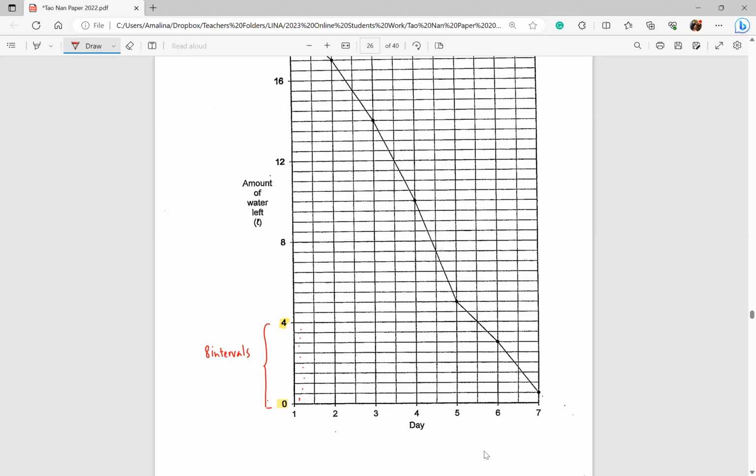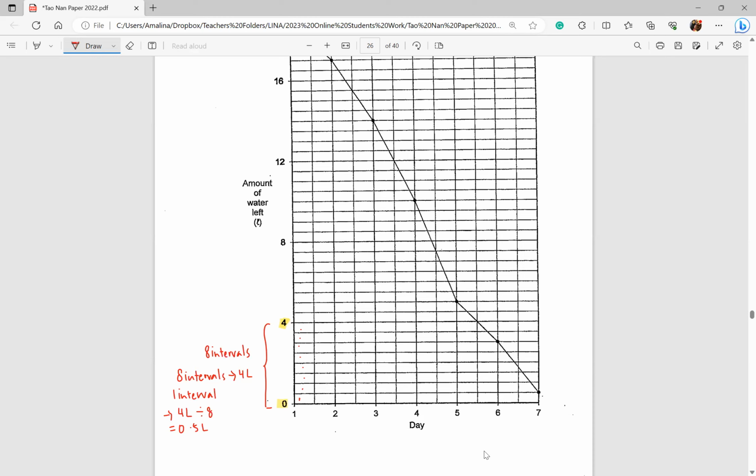So if your 8 intervals equal 4 liters, how do I find one interval? I will divide by 8. So 4 liters divided by 8 intervals, I'll get 0.5 liters. Means every one gap increases by 0.5.